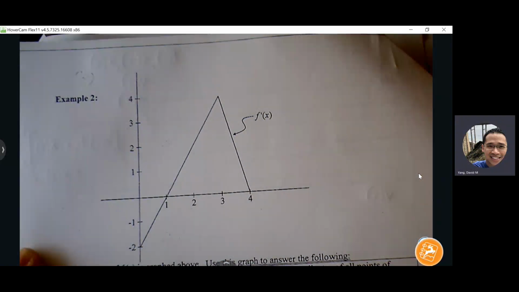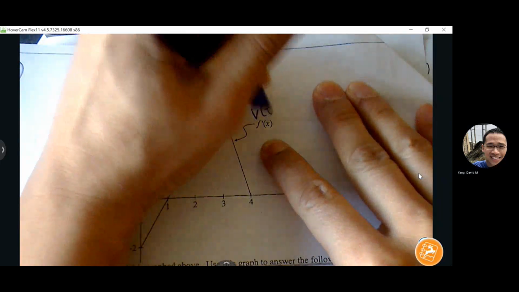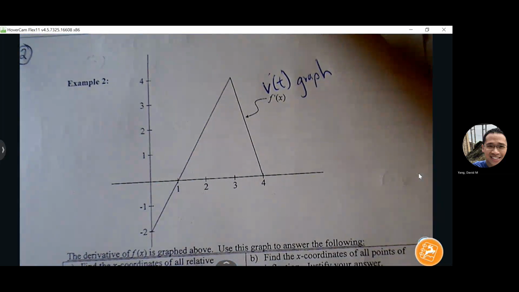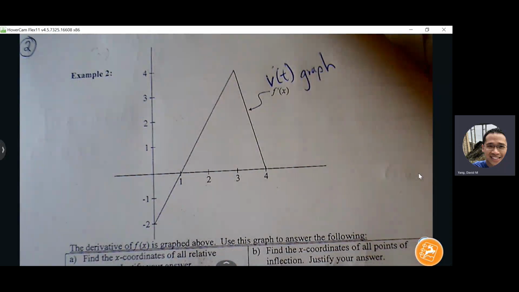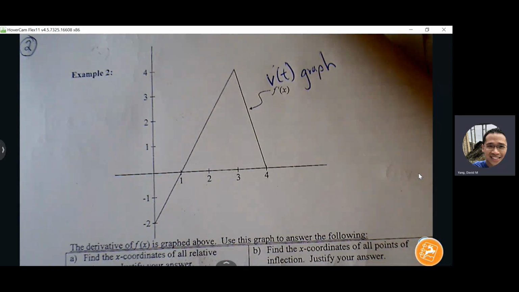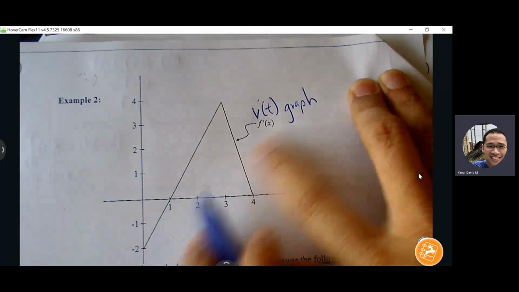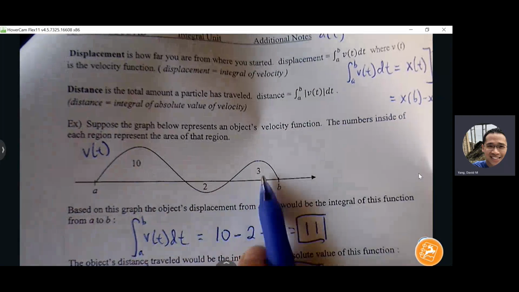Okay, so this f prime, let's think of this as the velocity graph. So again, the area inside these spaces indicates how far this object has traveled, either forwards or backwards. The area between the velocity and the x-axis indicates the distance that they've traveled and the direction that they're traveling.